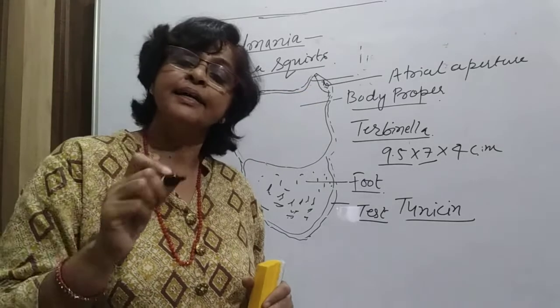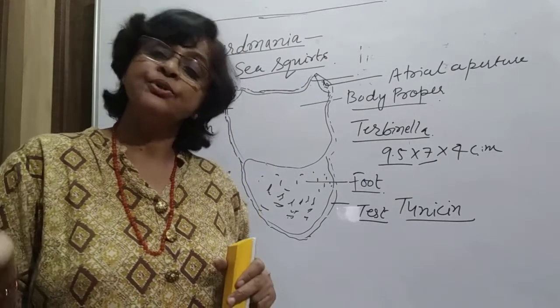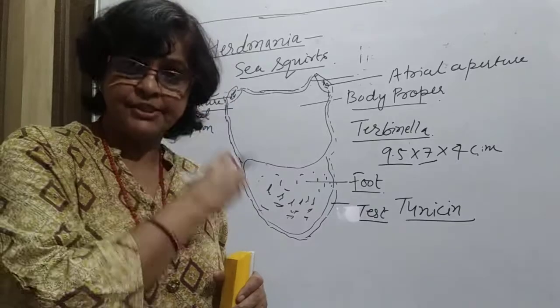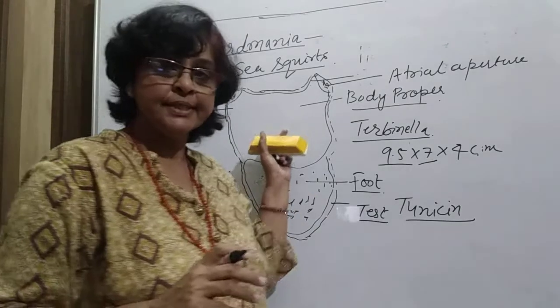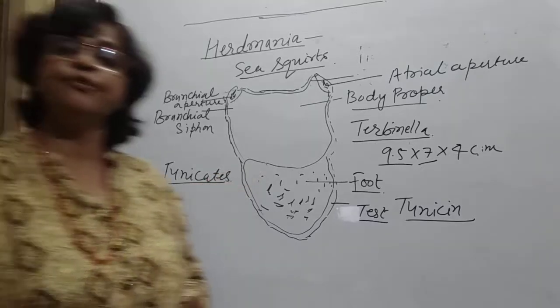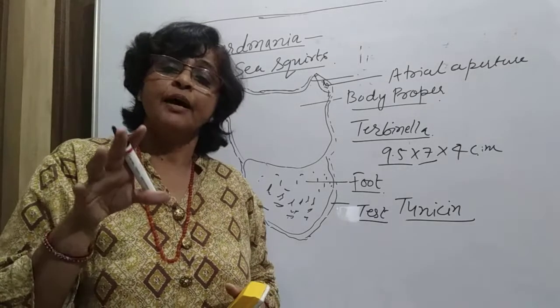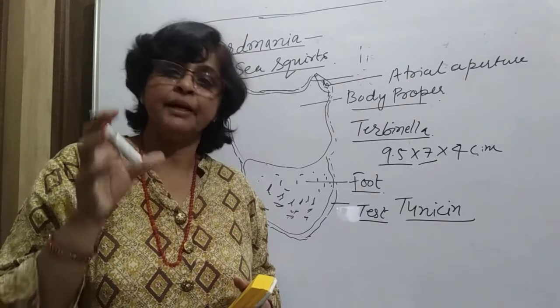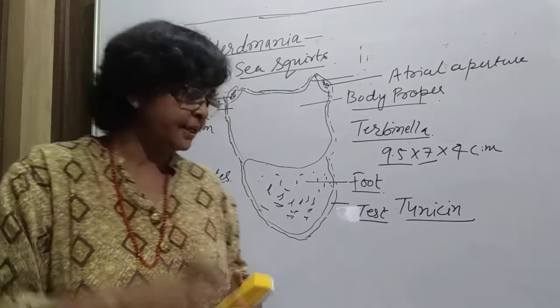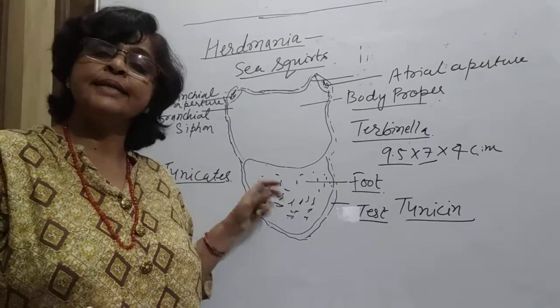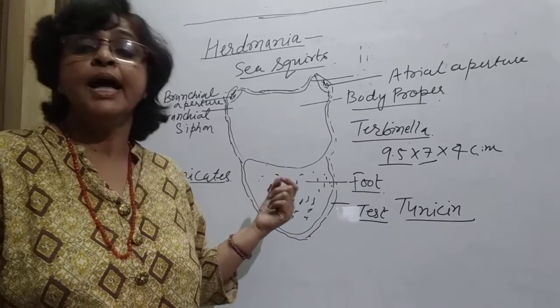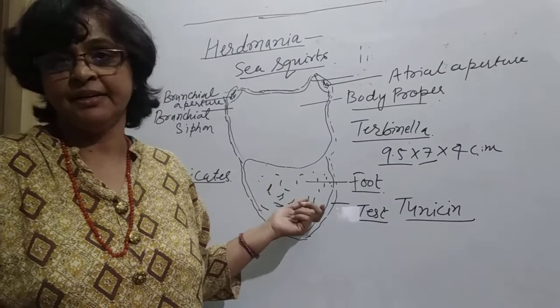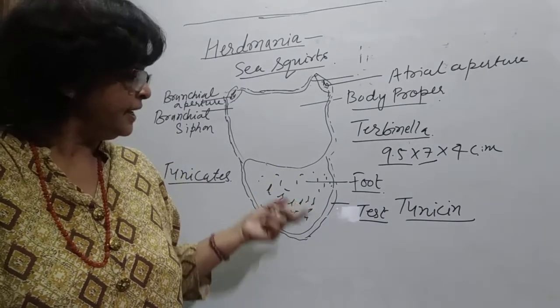These two apertures are guarded by the lips, which are also made up of this test or tunicin, very elastic test or tunicin. As far as the foot is concerned, the foot is also totally made up of the test or tunicin, and it also has a number of microorganisms and algae and diatoms and other small animals which are present inside this test.